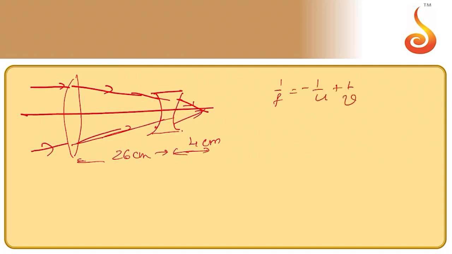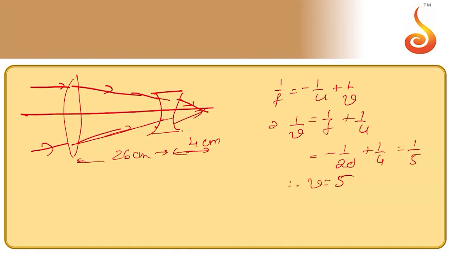Similarly, here, this is 26 centimeter and this is 4 centimeter, right? So, I will write 1 by f is equal to minus 1 by u plus 1 by v. That gives me 1 by v is equal to 1 by f plus 1 by u, minus 1 by 20 plus 1 by 4 gives me 1 by 5. Therefore, v is equal to 5.